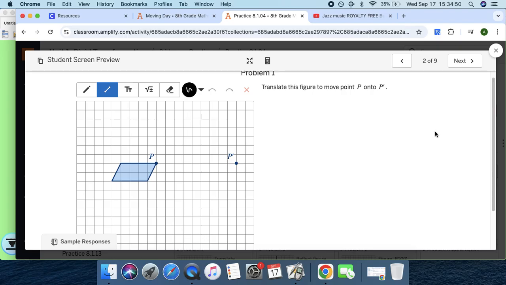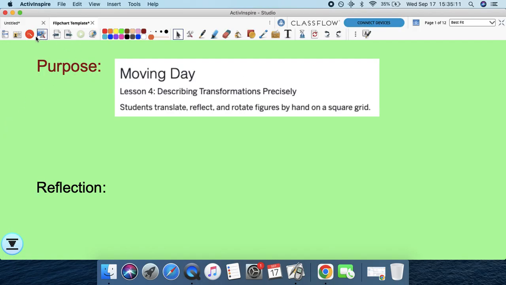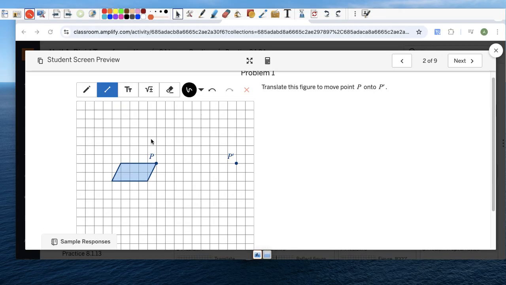All right, first one. Translate this figure to move point P to P prime. All right, so we're moving the figure. I think I can do this. I know there aren't labels, but I'm going to label the other points. I'm going to call this point K, point L, and point Z. I made it up.